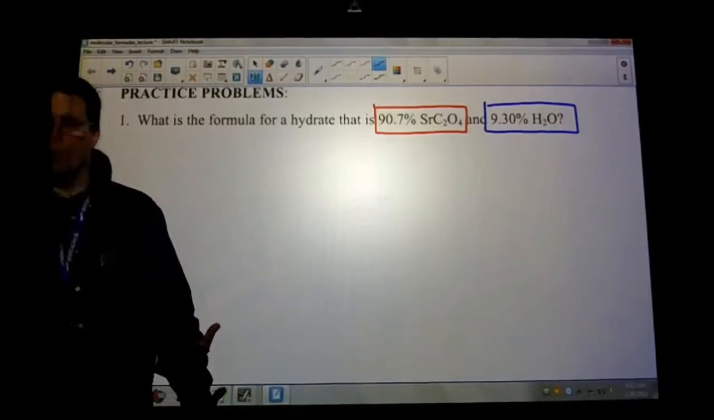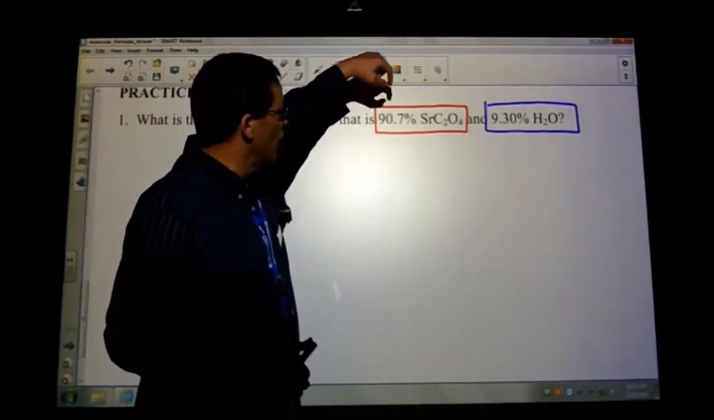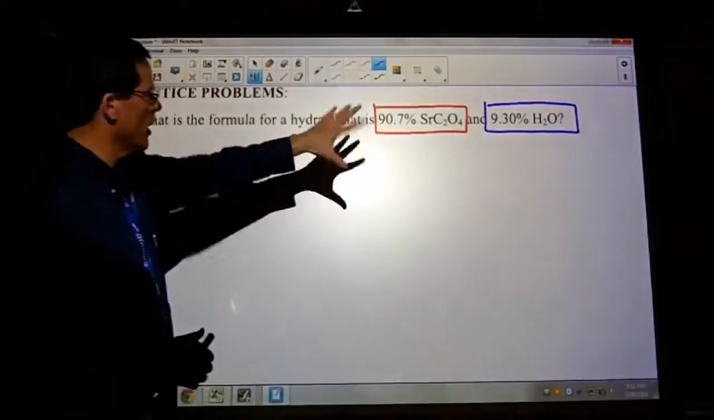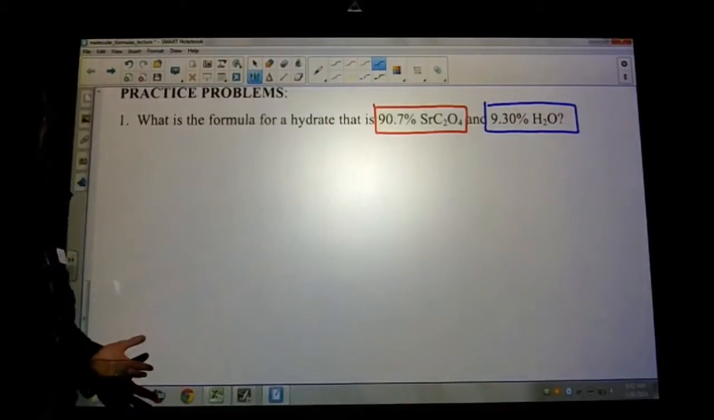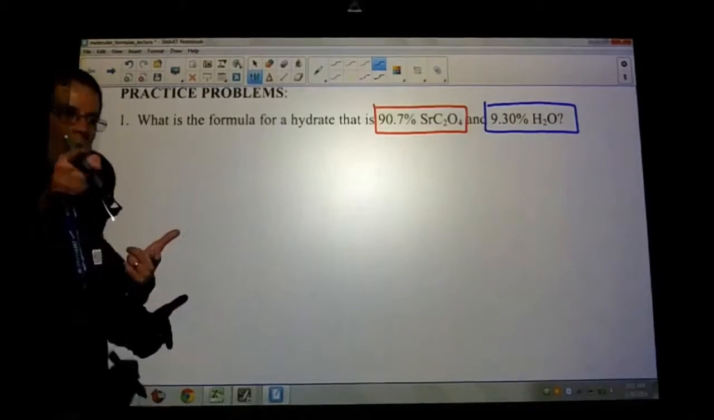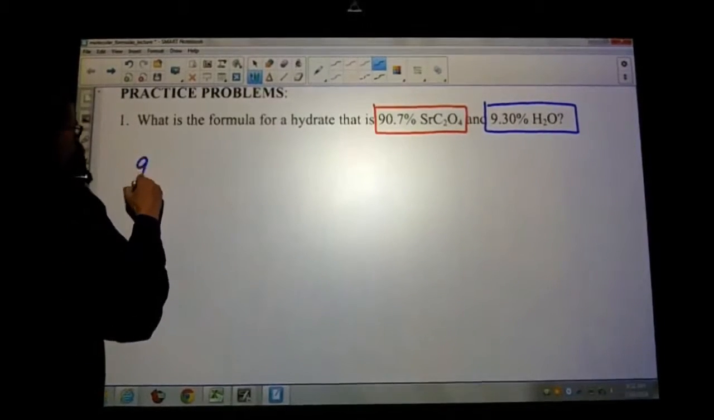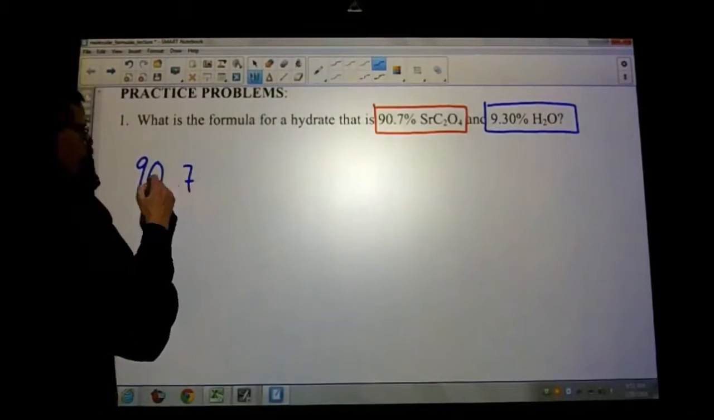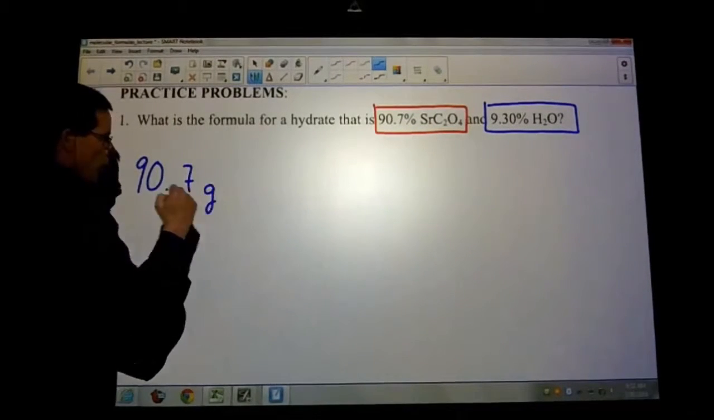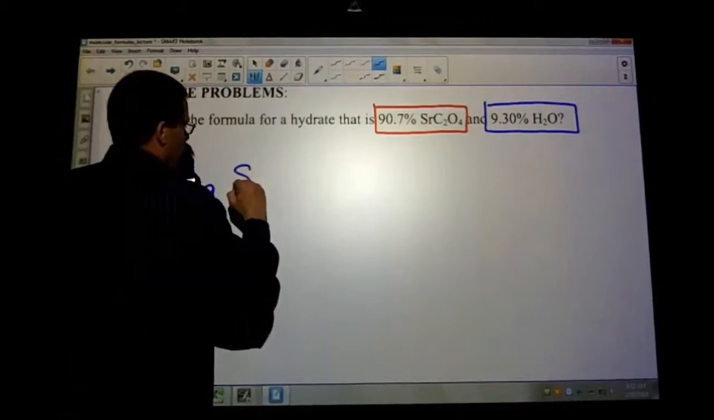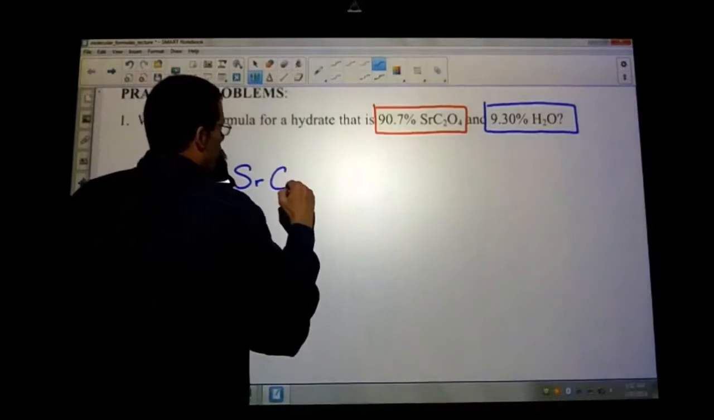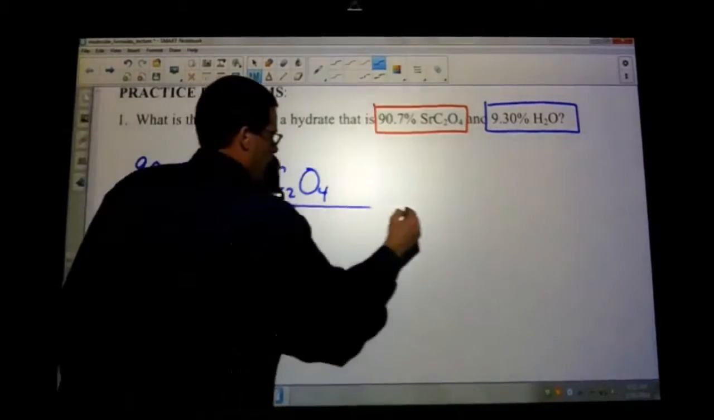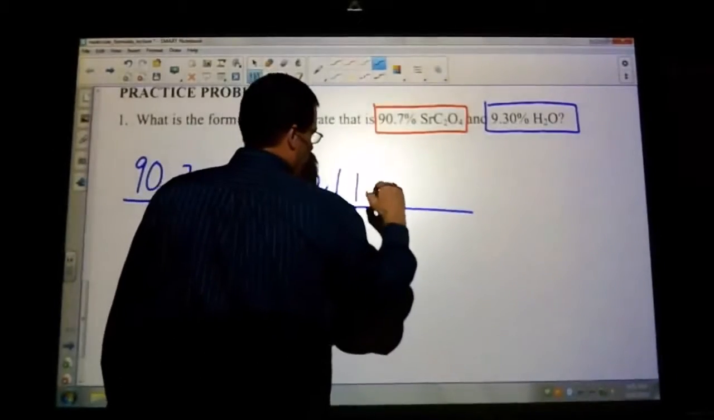But what we want to do is find out what the ratio for that molecule to water is. So if you're given, say, a percent, what are you going to do with that percent? Change it to grams. Very good. So we're going to take our 90.7% and change it into 90.7 grams. And this is of the strontium oxalate, SrC2O4. And we want to find out how many moles we have of this.